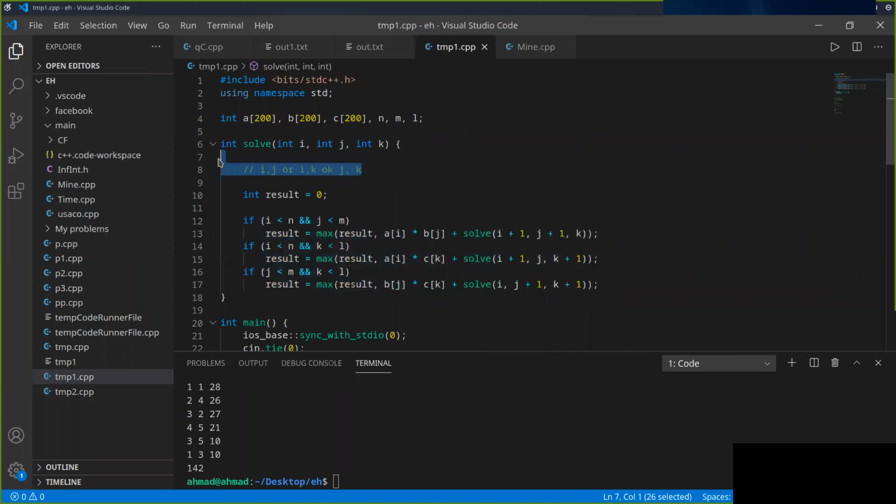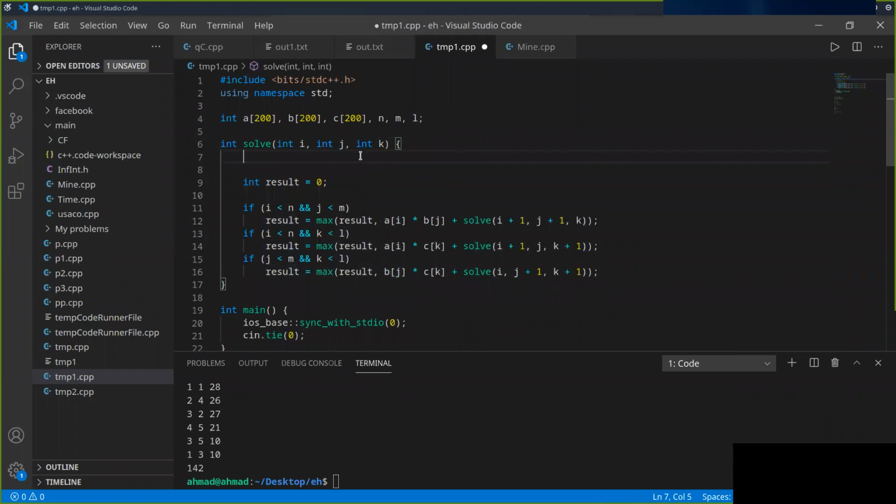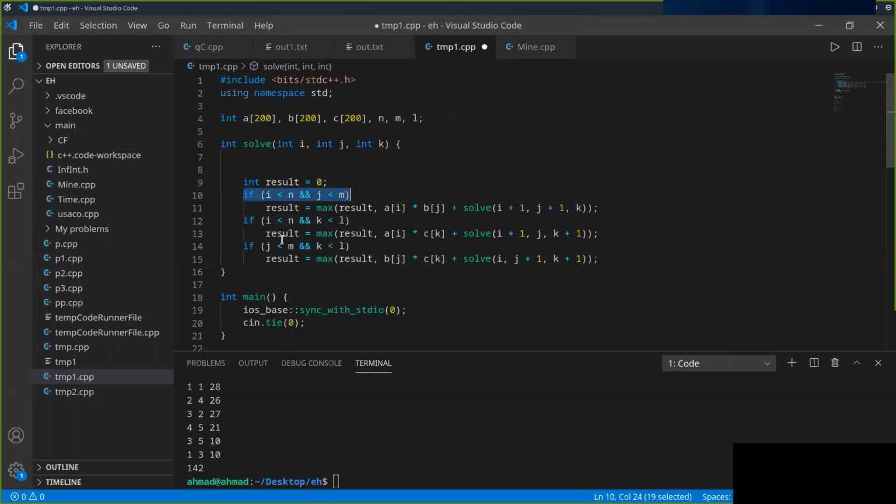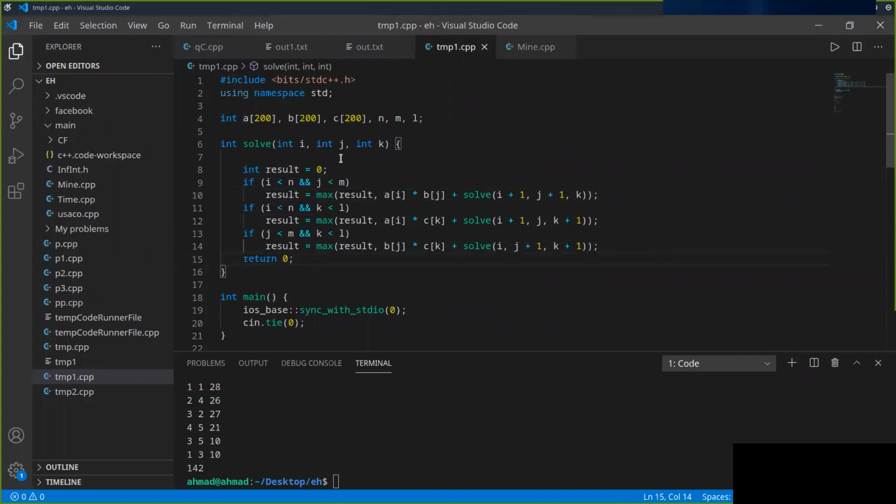But what's the base case here? We could put a base case, but since we are putting the if here and there and initializing result with 0, if I'm completely out of bounds, so if I have no pair in bounds, I'll just return 0. So I don't have to put an additional base case here. So if I didn't get to anything here, the result will be 0. So I'll just return it. That's it.